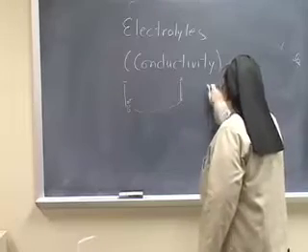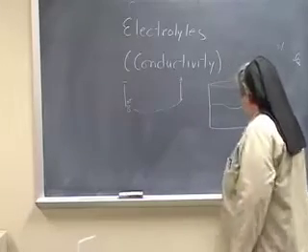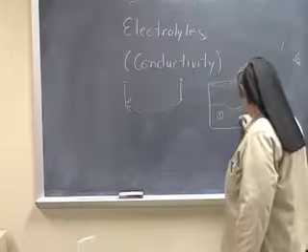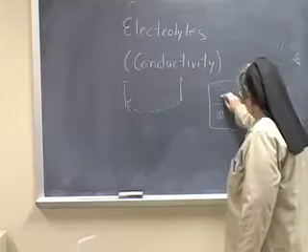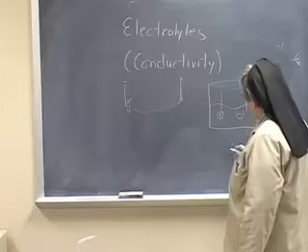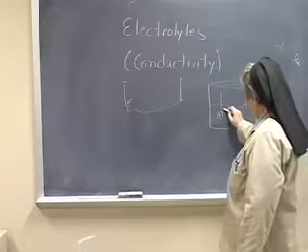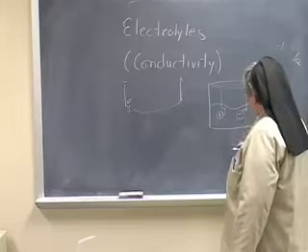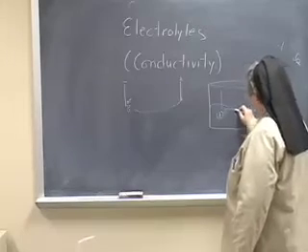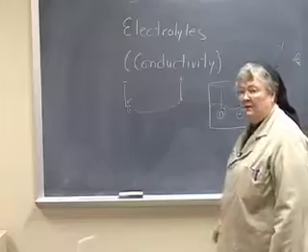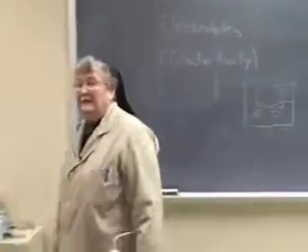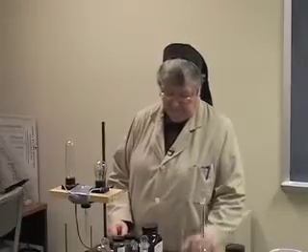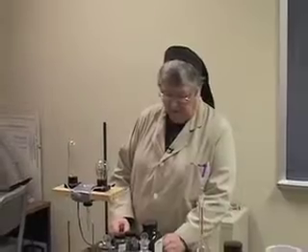Now, if I have a solution and it has positive ions and negative ions, all this has to do is this positive ion has to come up here and pick up an electron, and this negative ion has to go over there and deposit an electron, and I have, in effect, let an electron go through the solution. So the conductivity of a solution is going to mean how many ions are present in it.